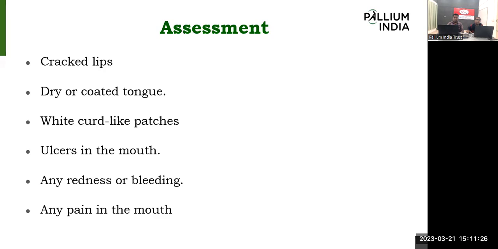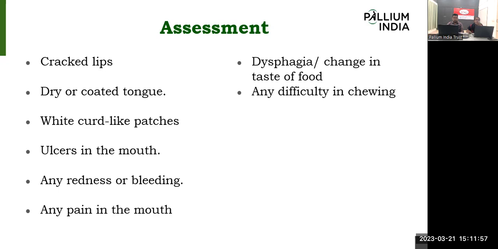We already learned pain is a subjective symptom. Always you have to ask the patient whether they have pain or not. And dysphagia or change in taste of food. As I mentioned earlier, if they have an oral candidiasis infection, it could extend to the esophagus too. At that time the patient is not able to swallow properly. So if they are complaining of dysphagia, you have to check these things also, candidiasis infection, and any difficulty in chewing, like sometimes the patient is having xerostomia, dry mouth, and is not able to chew properly.